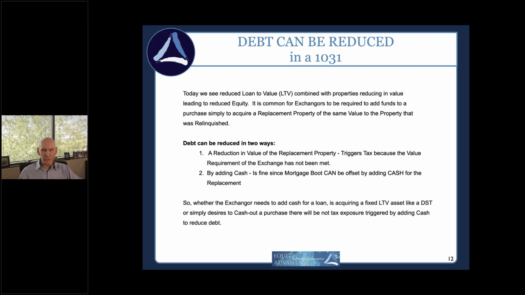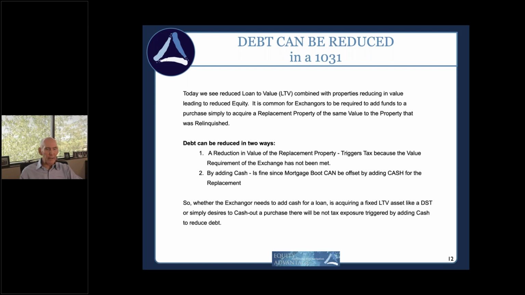This is another one of these fallacies. People all the time say, well, I have to replace the debt in the exchange. And once again, understand in a market like we're in, we've often got a property that might have gone down in value, which does what? Decreases the equity that's available. And then we might have a situation, or we're going to have a situation, where we've got a reduced loan to value for those loans that are available today. So inevitably, people are having to add money to a transaction, and somebody's told them, well, you have to replace all the debt in the transaction. That's not the case. It's never been the case.